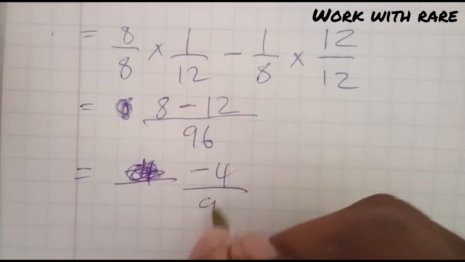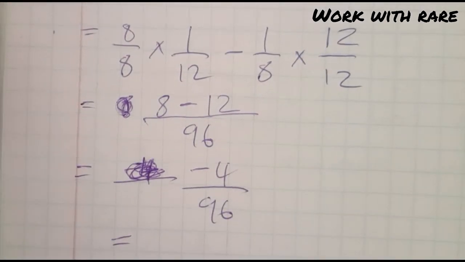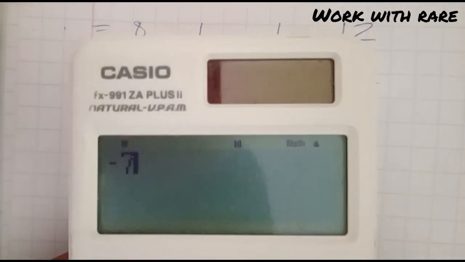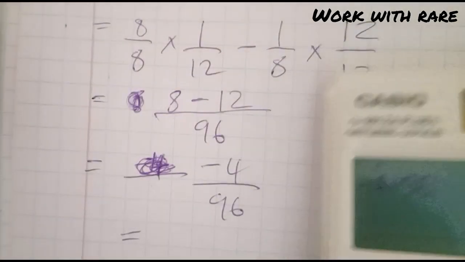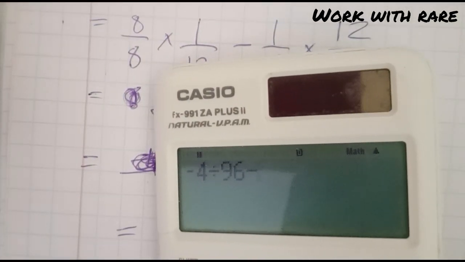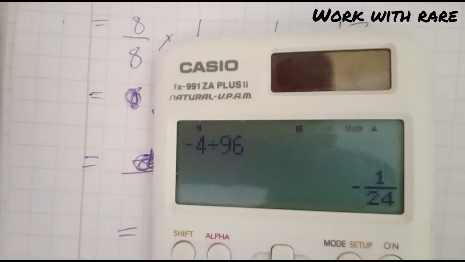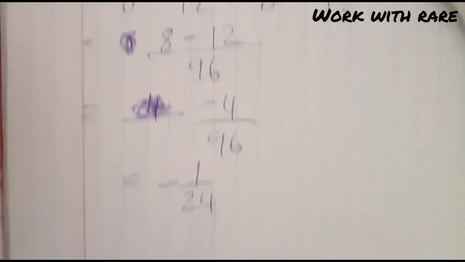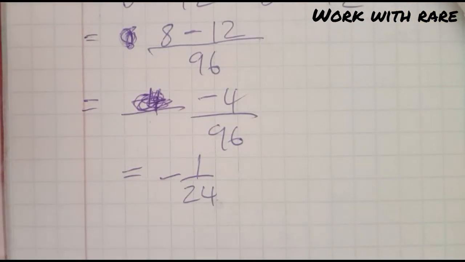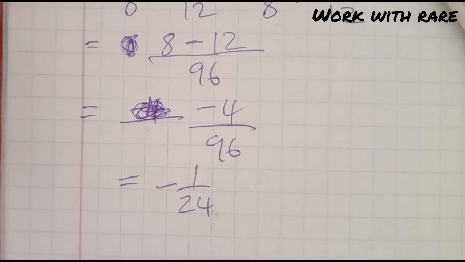Okay, which is, when they say show all your calculation without using a calculator, they want you to show every calculation. Okay, so it's negative 1 over 24. So when they say without using a calculator, they don't mean you should not use a calculator at all. No, you should use it, but you should show all your steps. Don't just press on your calculator and come up with your answer. Show us how you get this question.